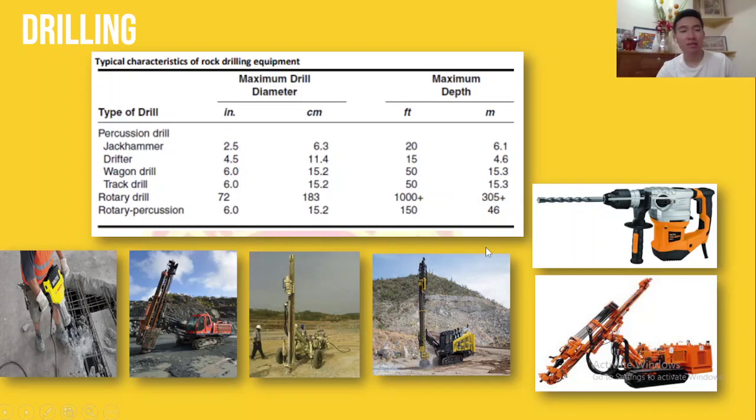For the rotary drill, we have 72 inch or 183 centimeter. For maximum depth, we have 1000 feet or 305 meter. For rotary percussion, we have 6 inch, 15.2, and its maximum depth is 150 feet or 46 meter.